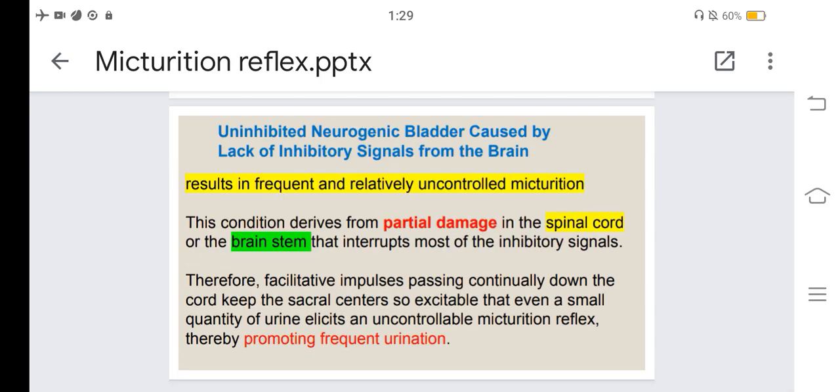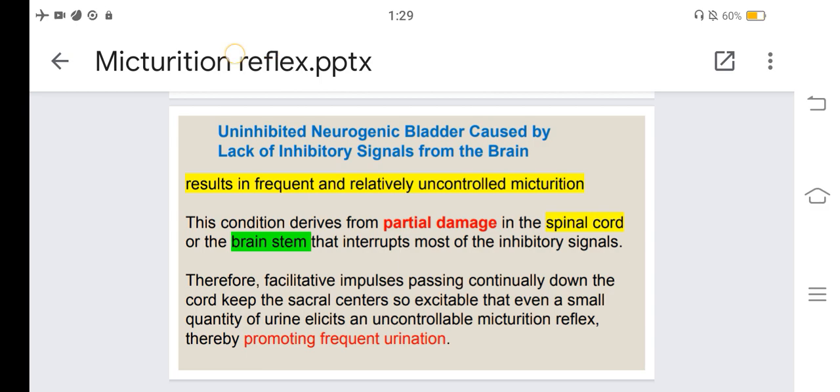Then uninhibited neurogenic bladder, caused by lack of inhibitory signals from the brain, results in frequent and relatively uncontrolled micturition. This condition derives from partial damage in the spinal cord or the brainstem that interrupts most of the inhibitory signals. Therefore, facilitative impulses passing continuously down the cord keep the sacral centers so excitable that even a small quantity of urine elicits an uncontrollable micturition reflex, thereby promoting frequent urination.